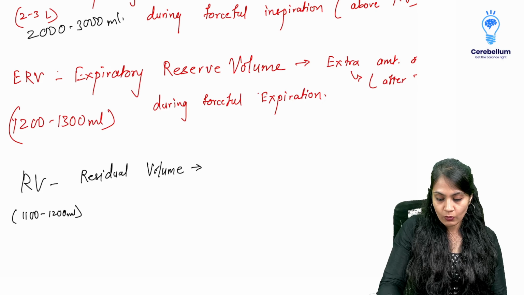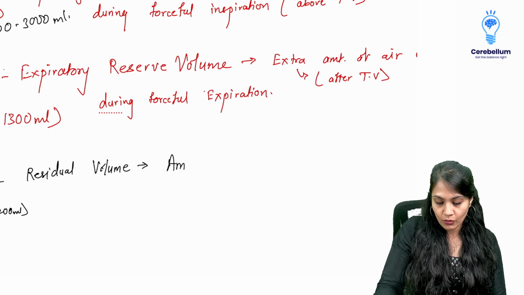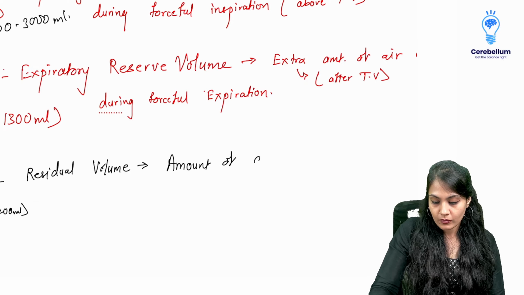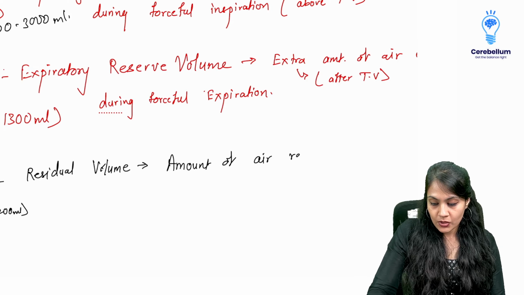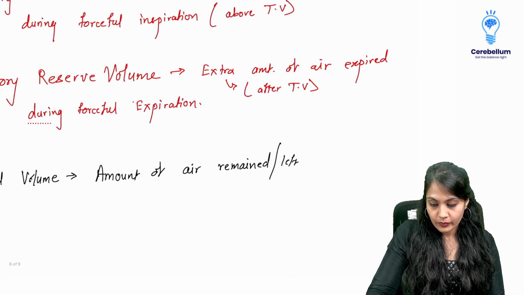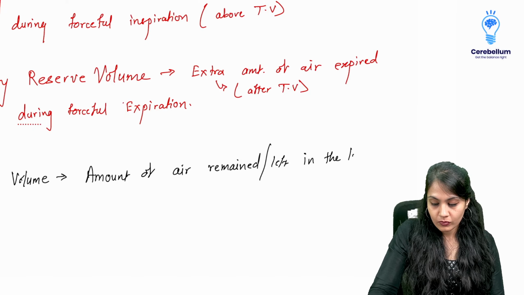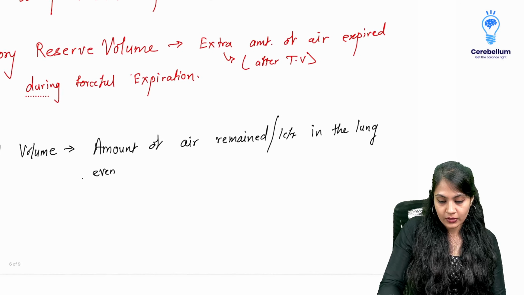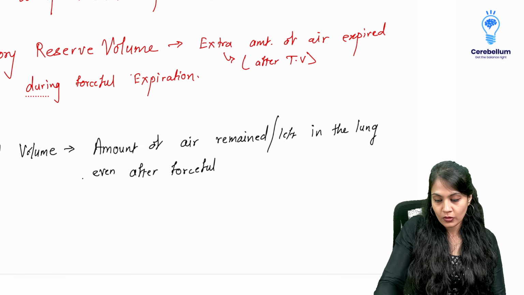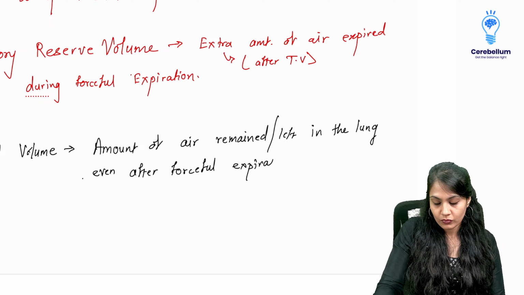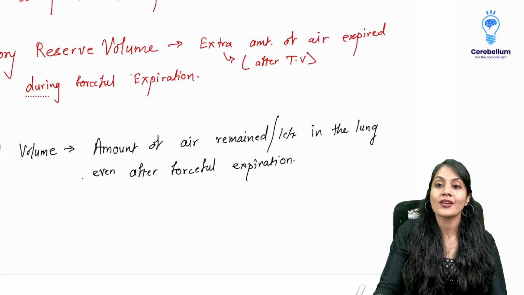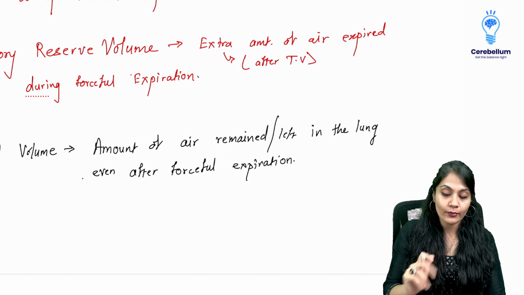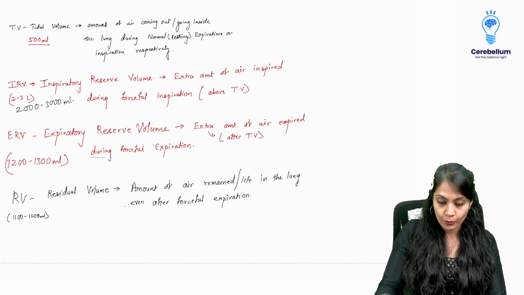Now what is residual volume? Residual volume is the amount of air remaining or left in the lung even after forceful expiration. Since it is not going to come out, it is going to reside in your lung no matter what. We are going to call that residual volume.